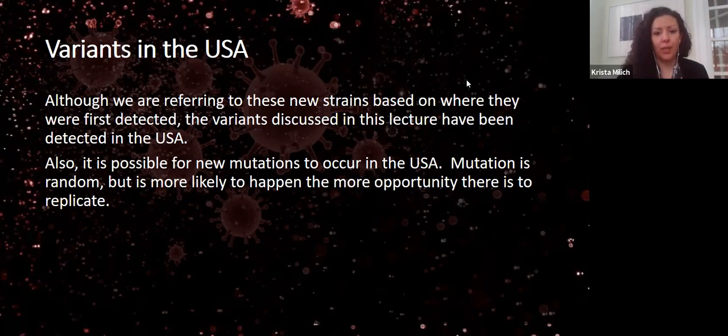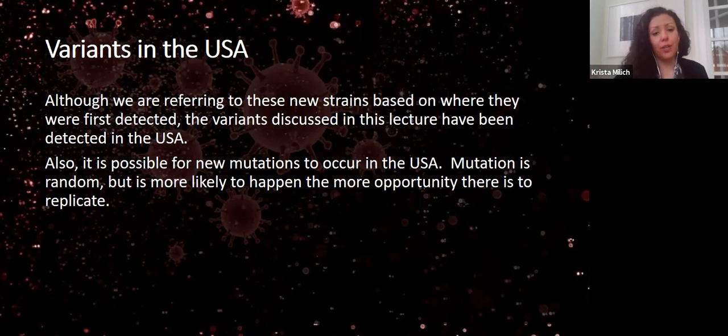Some people have been asking questions about why did it happen in the UK? Why did it happen in Brazil? Why did it happen in South Africa? And it isn't that those places necessarily were places where a mutation was more likely to occur. Mutation is random, so mutation can occur anywhere, and it is occurring probably everywhere. But also keep in mind that it is more likely for mutations to happen the more opportunity there is for the virus to replicate. The United States has given the virus a very expansive breeding ground in which to replicate.